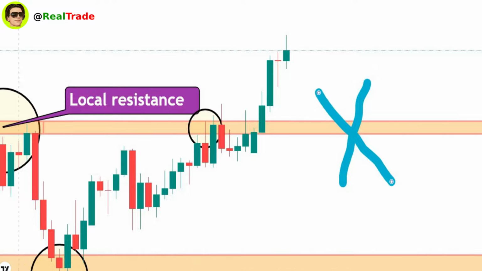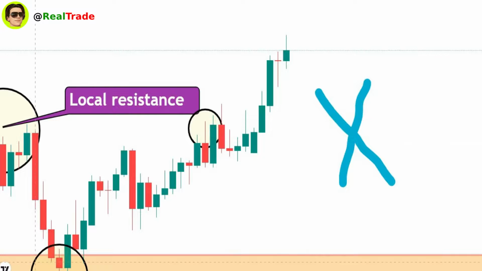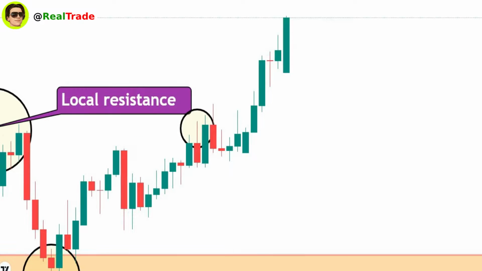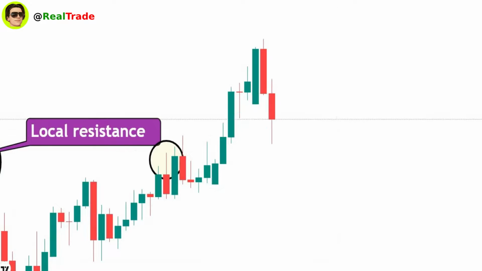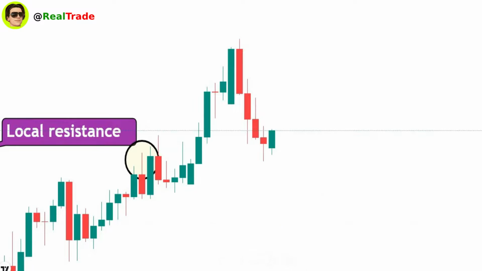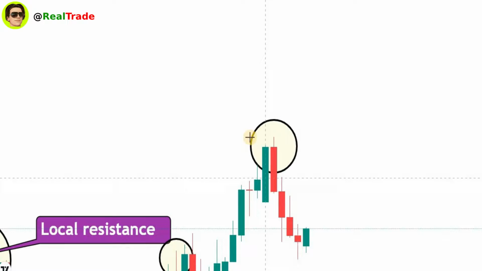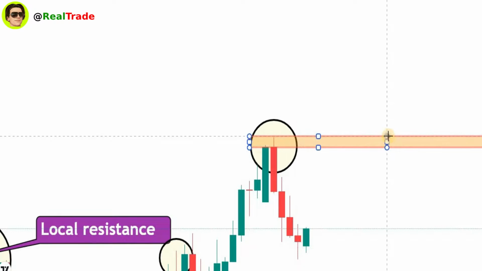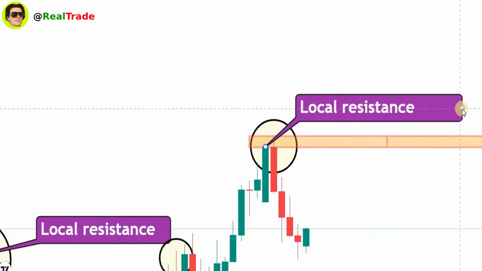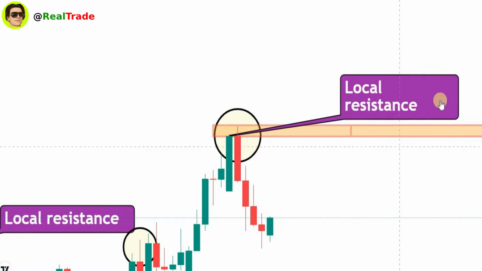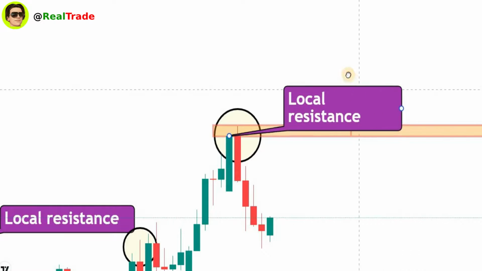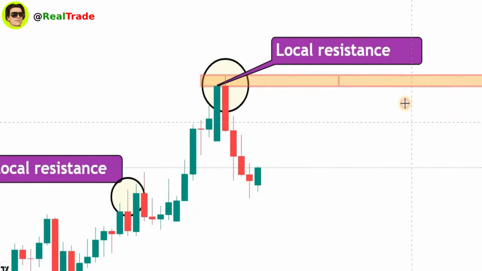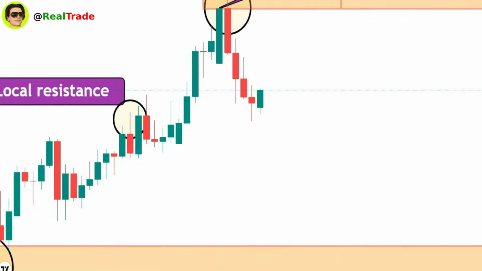After the broken zone, create new support and local resistance. Yes. This area is new local resistance. Create new local resistance because the previous local resistance broke. This area is new local resistance.